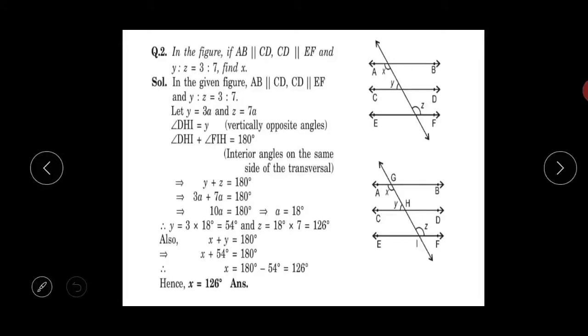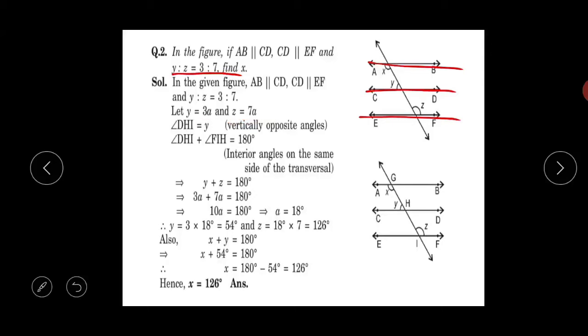Question number 2 is, in the figure AB is parallel to CD. As you can see, AB is parallel to CD, that is given to us, and one more thing, that CD is parallel to EF. This one is also given to us. And y ratio z is equal to 3:7, we have to find the value of x. So students, as you know, if we are having a ratio, we just let them in terms of any variable. I can't use x because x is already mentioned in our question, so I am letting angle y be equal to 3a and angle z be equal to 7a.